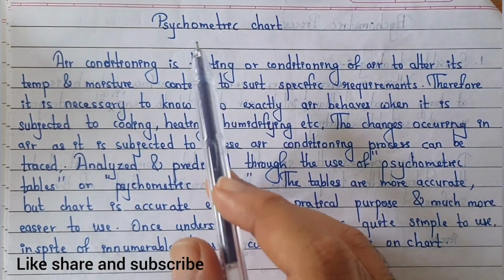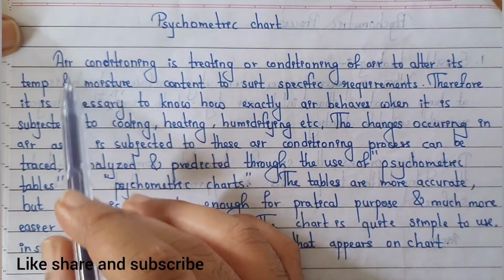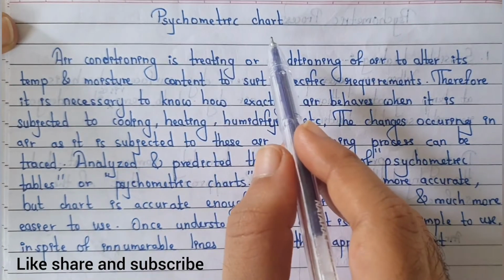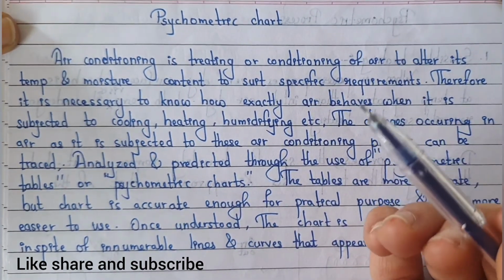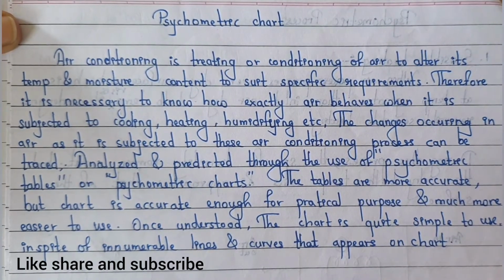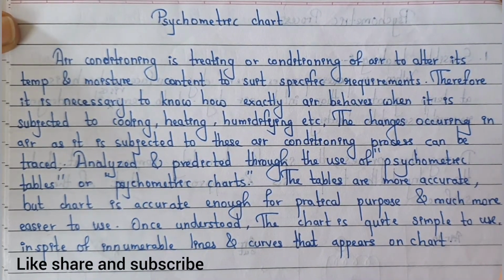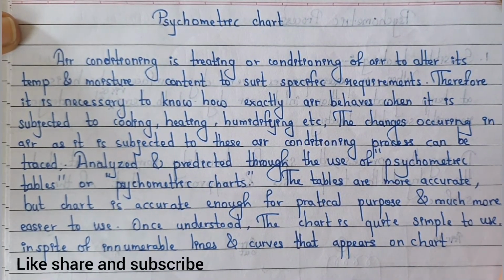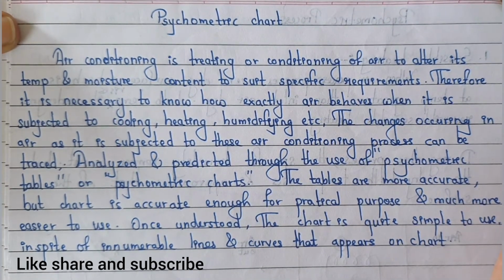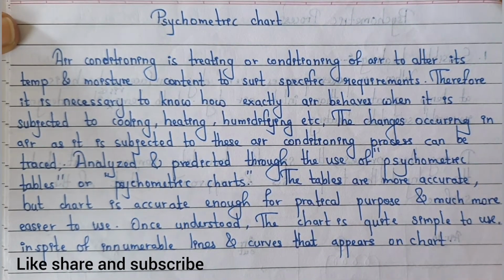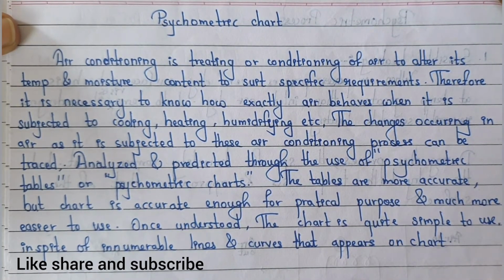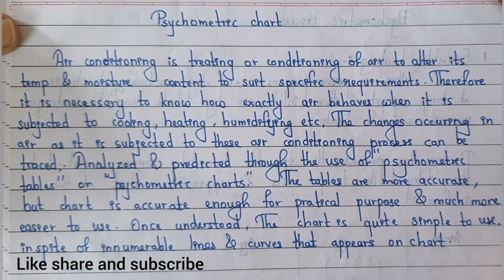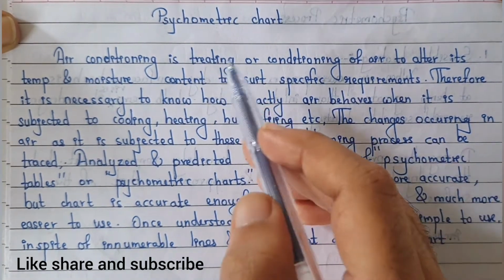Now we are starting with psychrometric chart. Psychrometric chart is a very important concept from which we can calculate various concepts like WBT, DBT, specific volume, saturated line, relative humidity, specific humidity, and dew point temperature from this psychrometric chart.